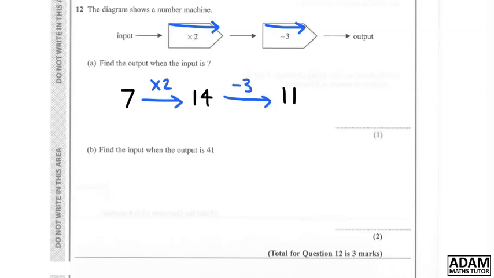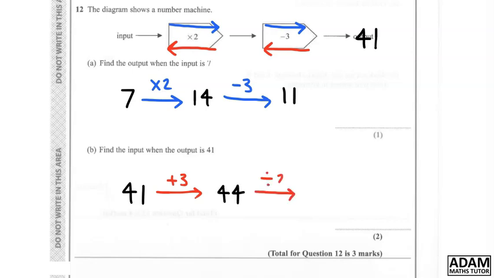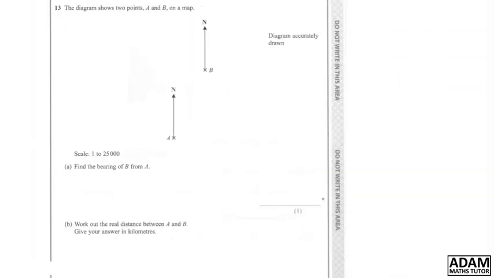Part B, find the input when the output is 41. So this time I need to work backwards, so it involves doing the inverse. So I'd need to add 3 and then I'd need to divide by 2. So 41 plus 3 is 44, divided by 2 is 22.